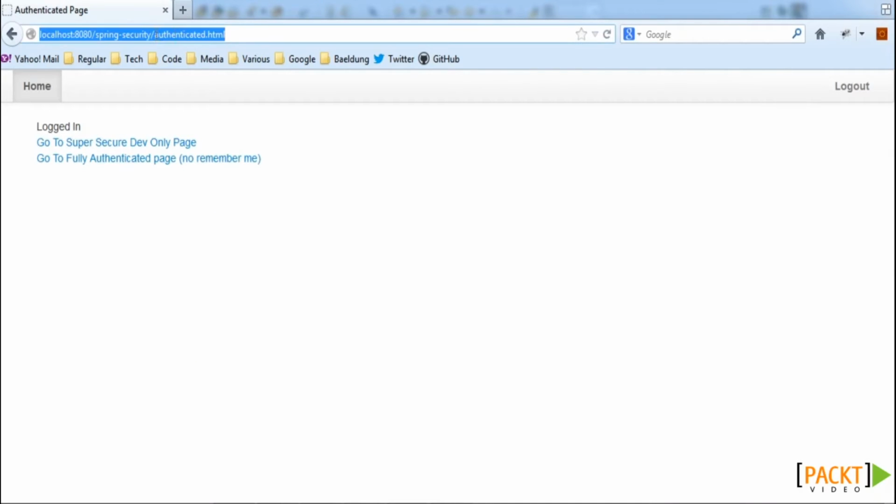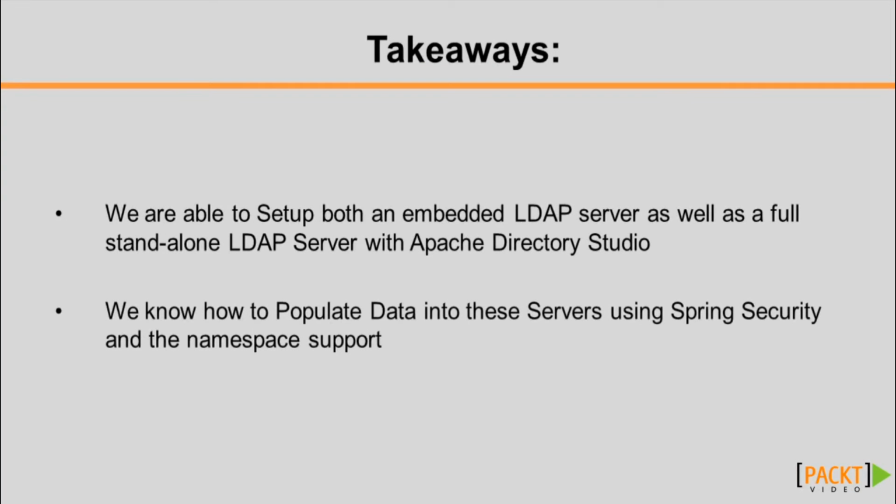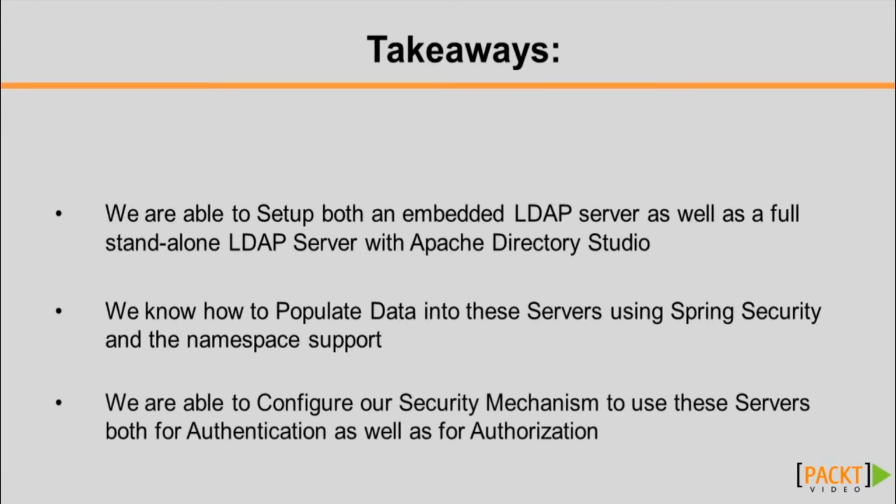And as expected, we are now fully able to log in and access authenticated HTML, which means that Spring Security was able to interact with LDAP again. At the end of this section, we are now able to set up both an embedded LDAP server as well as a full standalone LDAP server with Apache Directory Studio. We are also able to populate data into both of these servers using Spring Security and the namespace support. And finally, we are able to configure our security mechanisms to use these servers both for authentication as well as for authorization in a production-ready scenario.